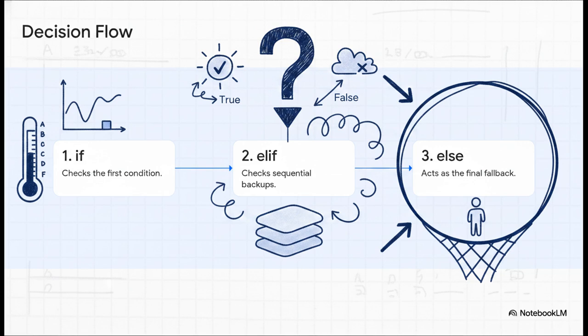Well, that's where step 2 comes in, elif, which is just Python shorthand for else if. This lets you check sequential backups. Elif, the score is greater than 80, grade is B. And the cool thing is you can chain as many elif statements as you need for C and D grades. Finally, step 3 is the else statement.